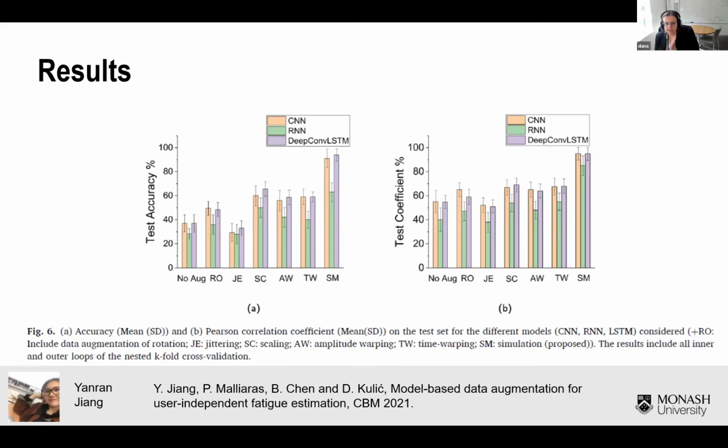We then investigate the performance of different augmentation strategies. We start with the ones that we saw in the previous paper: rotation, jittering, scaling, amplitude warping, and time warping. These are the same ideas that we had in the previous study. We can see here rotation and some of the scaling and warping techniques can be somewhat useful. But the rightmost column shows the performance when we use the simulation-based augmentation. We can see that making use of the parametrized user model to perform augmentation can significantly improve performance.